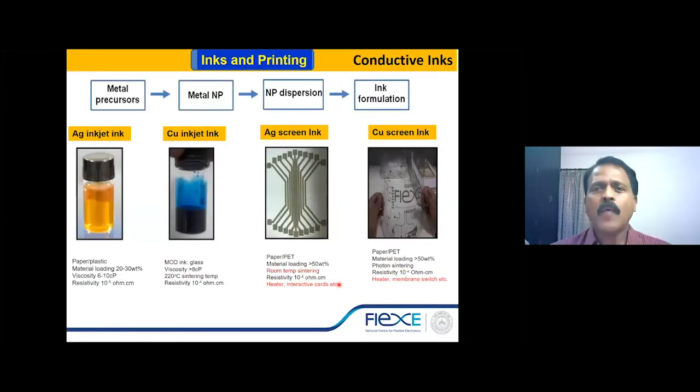So now what I'll do is give a snapshot of some of the things which are happening in the center. Let me start with inks and printing, and let me start with conductive inks. In our center, we have developed silver and copper ink, both for inkjet as well as printing applications. And here are some of the things printed.